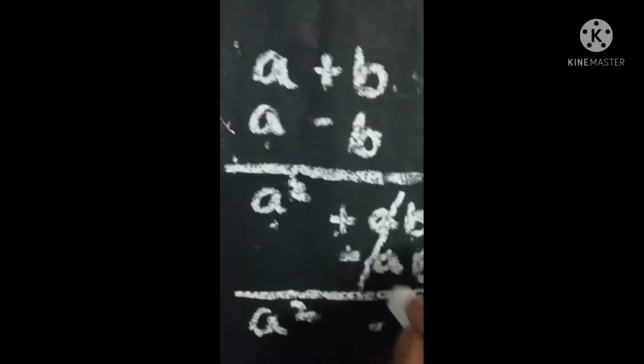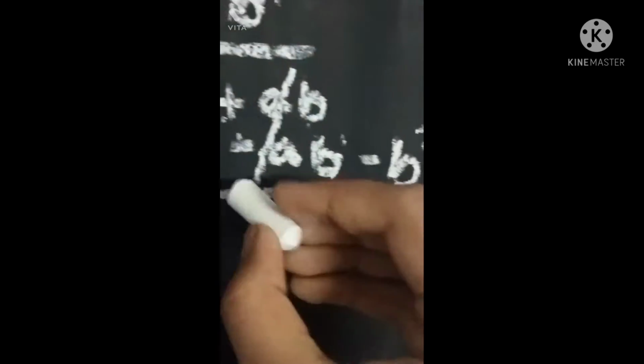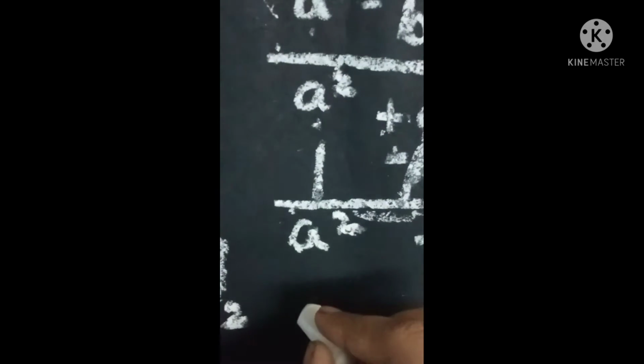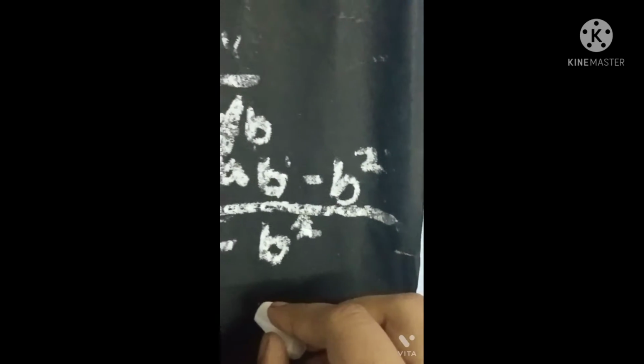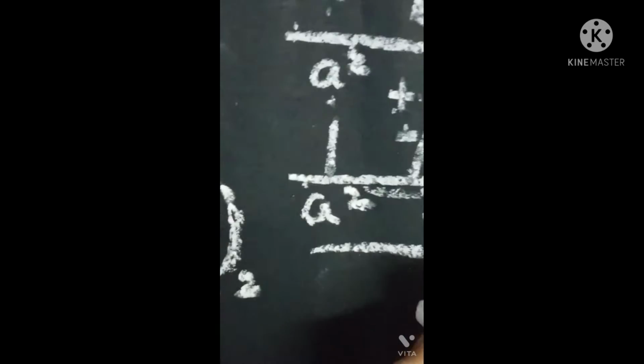And then the next line, minus b into a. Minus b into positive a comes minus ab. And then minus b into plus b comes minus b square. Then plus ab minus ab cuts. And then a square is coming here, and then minus b square. So it is coming a square minus b square by the following a plus b into a minus b.